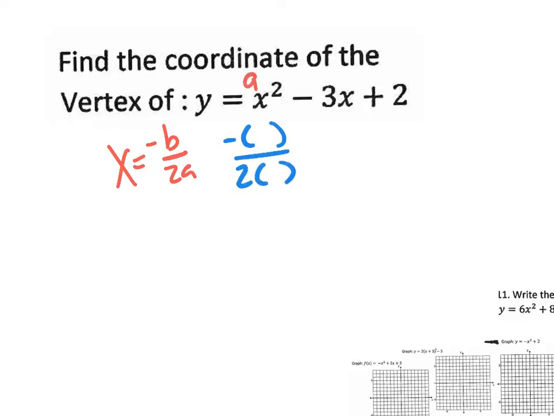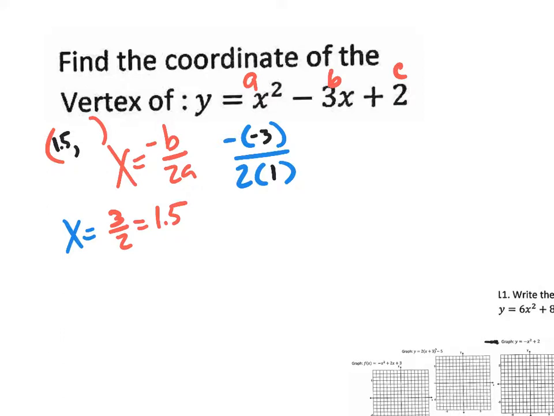Let's identify: a is 1, b is negative 3, c is 2, which we're not even using. The b value is negative 3, a value is 1. So the x of my vertex, remember the vertex is really a coordinate, the x value is really positive 3 over 2, which is 1.5. So the x value is 1.5.